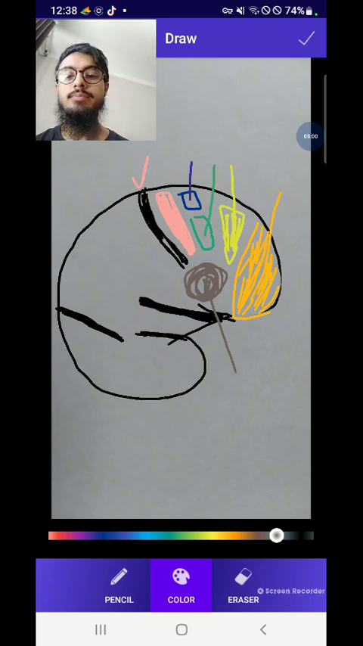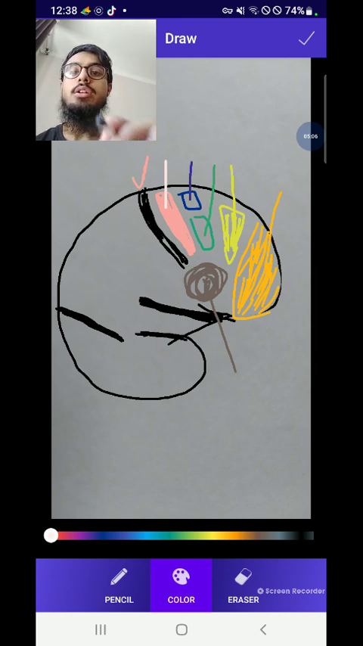So the first one is this area, the premotor area. Its function is voluntary control of the muscles. I take the pen, this is voluntary control. I move from one place to another through muscles. This is voluntary control. This is the function of the first area.